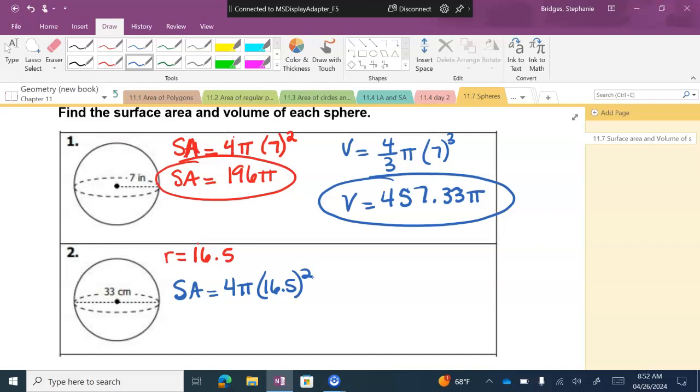You're not listening to me. I told you to take 16.5 and square that first. Now times 4. Put that number with pi behind it. That's your answer. Oh, that's it? Yes. All right, we're going to square 16.5. Then we're going to multiply that by 4. What number did we get for that? 1,089, and then we put pi behind it. That's our surface area.